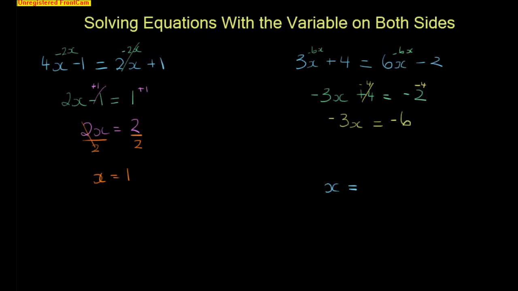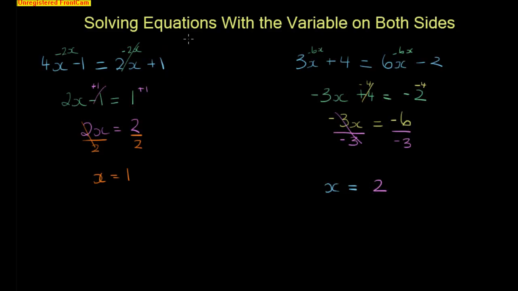One more step to go. I've got negative 3 times x. The opposite of timesing is dividing. And I can divide by negative 3 to cancel out the negative and the 3 at the same time. So they're gone. Negative 6 divided by negative 3. Well, a negative divided by a negative becomes positive. And 6 divided by 3 is just 2. So in this situation, this equation here, x equals 2.